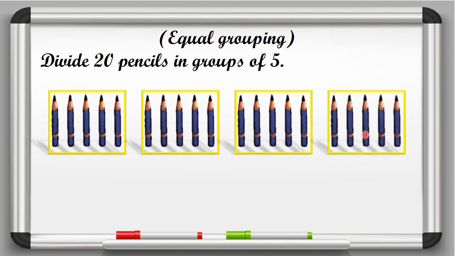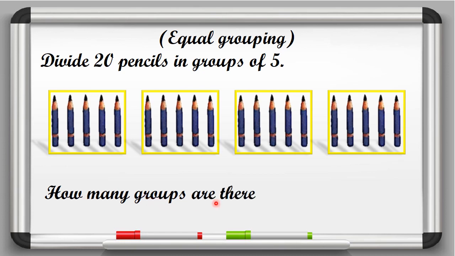So how many pencils we have used now? 5 plus 5, 10. 10 plus 5, 15, 15 plus 5, 20 and we have 20 pencils. हमारे पास 20 pencils ही हैं और उससे हमने कितने groups बना लिए बेटा? 5 के groups बना लिए. So now the question arises, how many groups are there? So let's count 1, 2, 3, 4. We have made 4 groups. So we will write here 4.